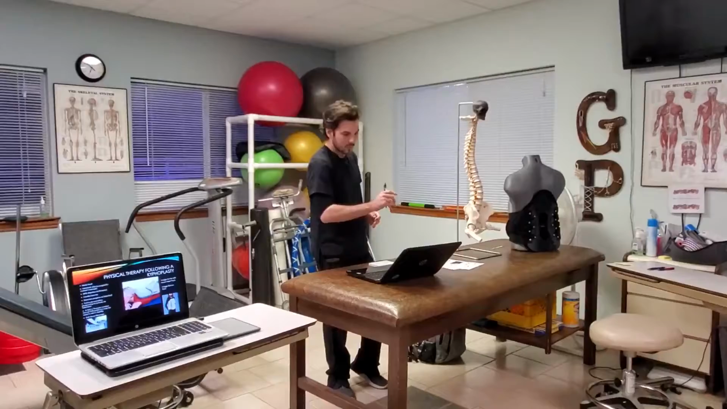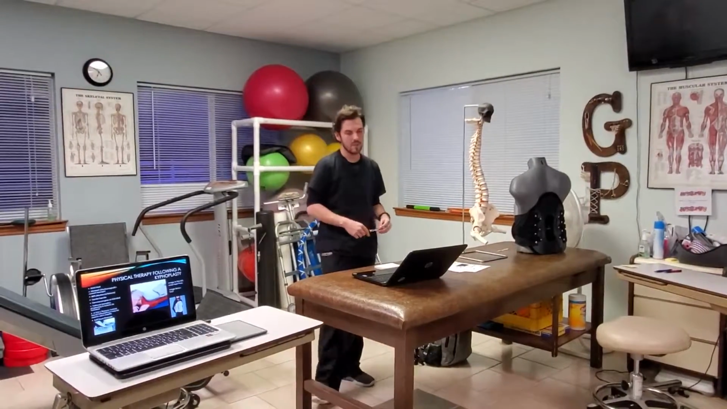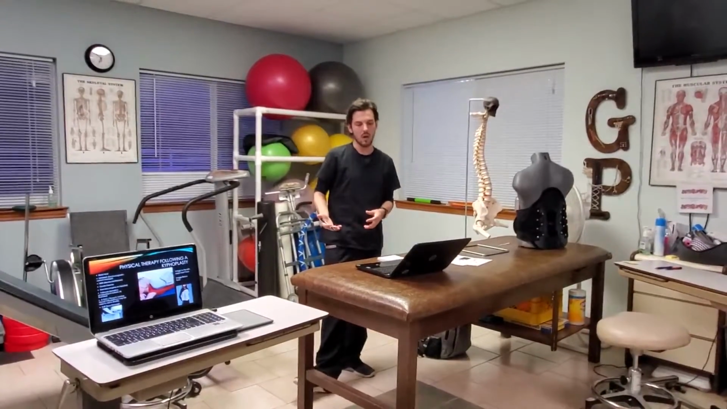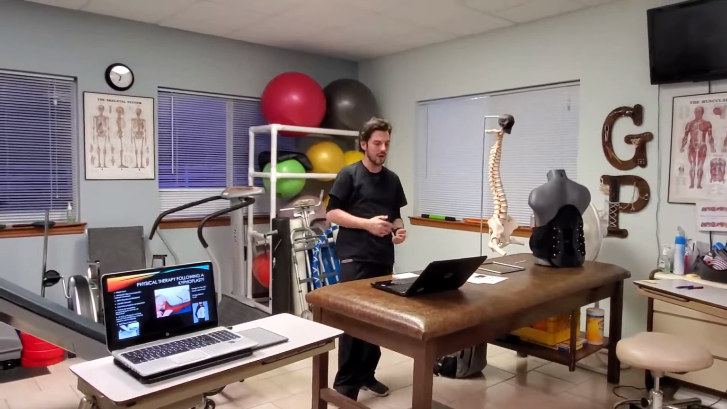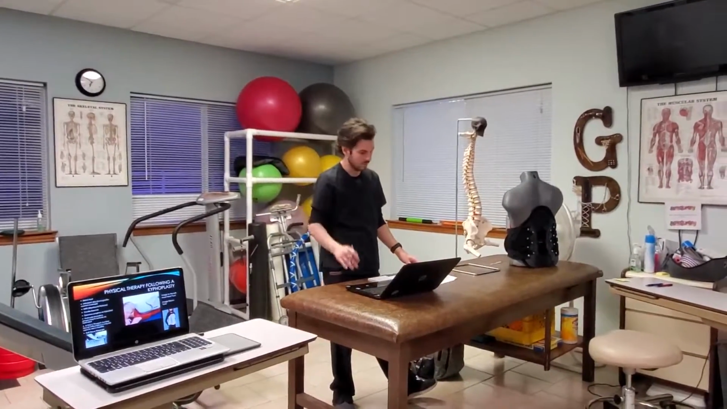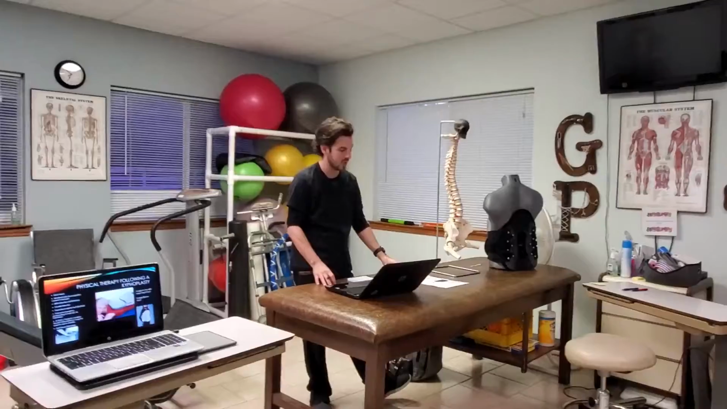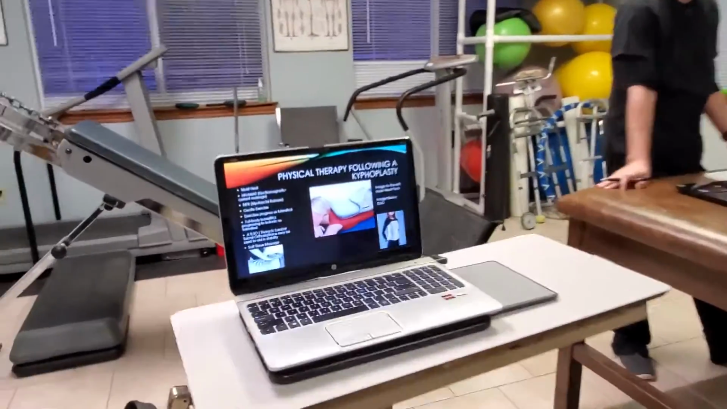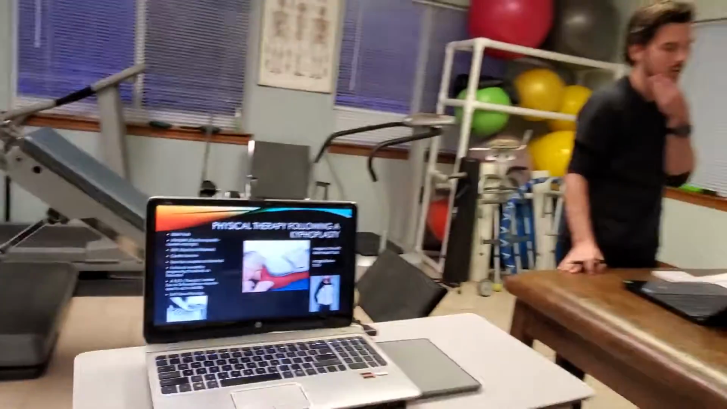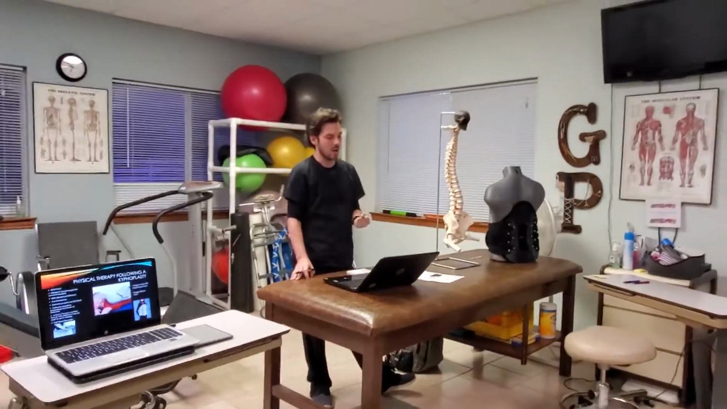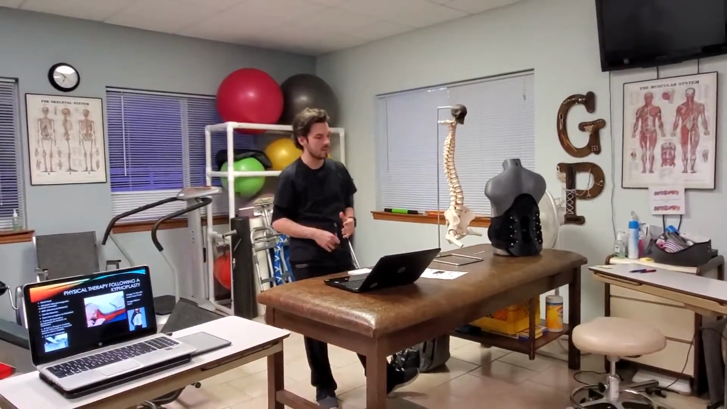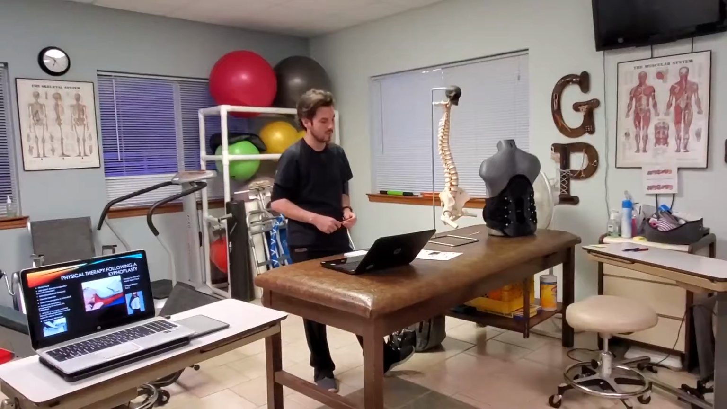Moving on, we move into the physical therapy and other treatment options that we have following a kyphoplasty and compression fractures. Of course, we have moist heat, which we have an image of here, just to help relax the muscles in the area. We have a unit called a Hyvamat, which is an electromagnetic current massage. You can follow that up with MFR, and I believe you could actually do both of these at the same time to get two things out of the way.